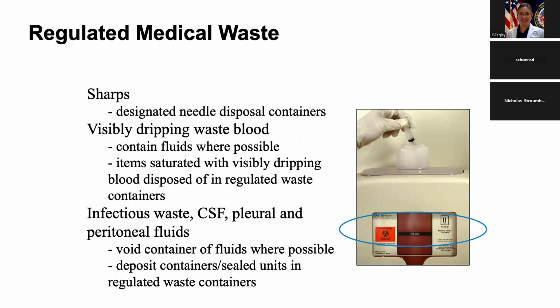Sharps, an example of a sharps container, really any infectious waste should go in this. So even if it's not blood, CSF, pleural, or peritoneal fluids, there should be dedicated biohazard containers that are accessible, as well as bins on each unit where, if you do have biohazard waste, you have blood, they can be discarded.